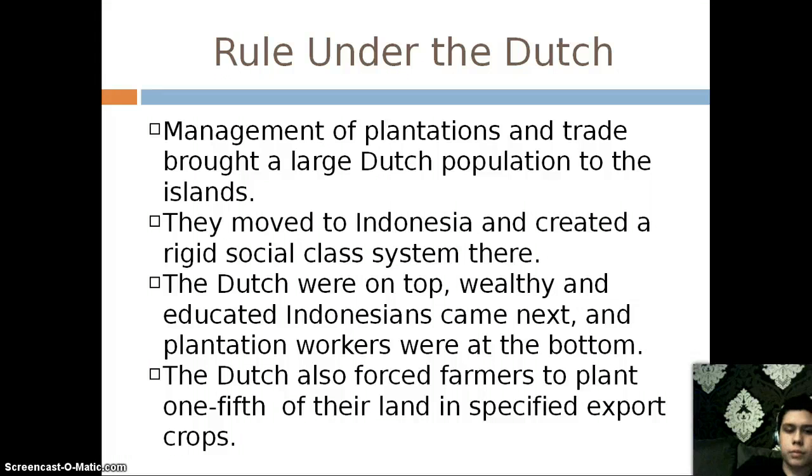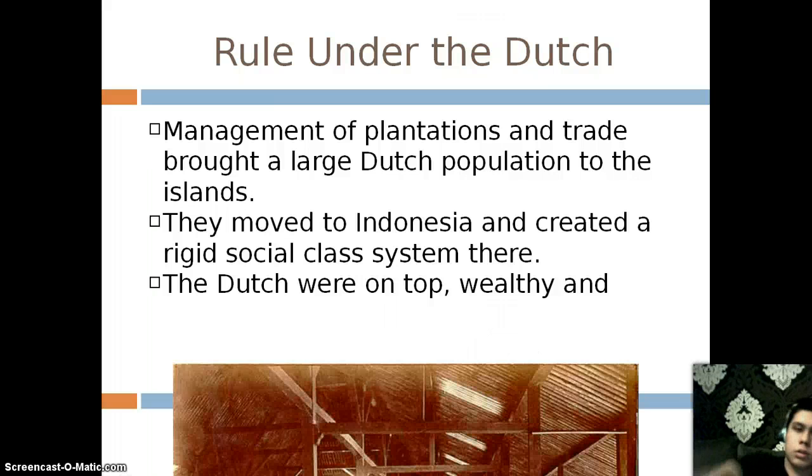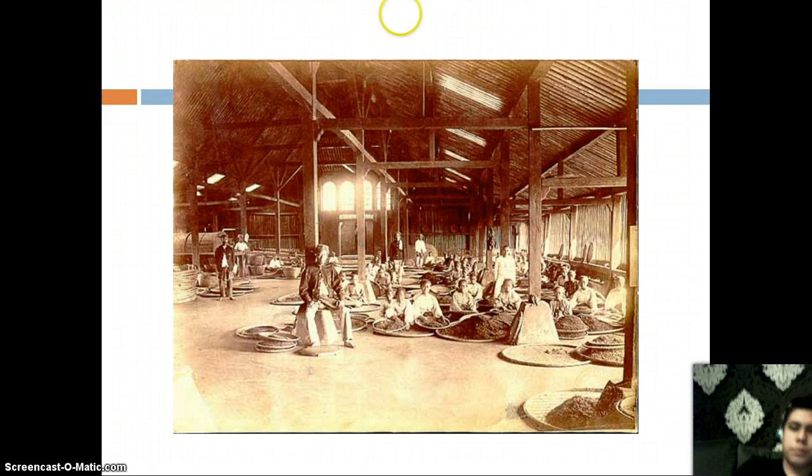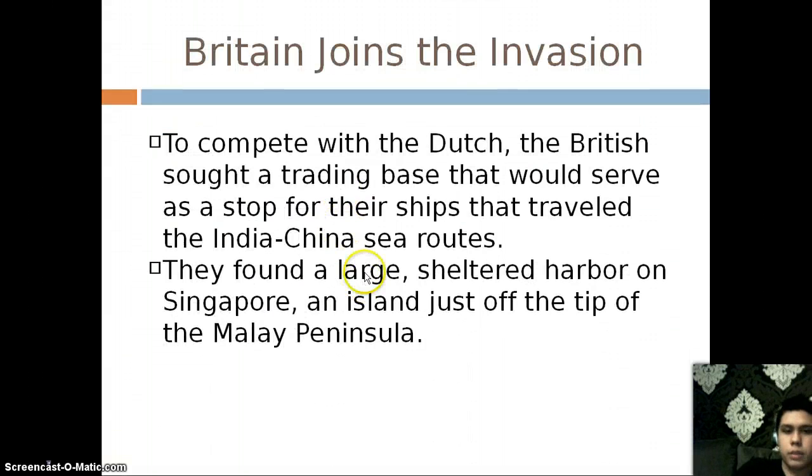So the Dutch also forced the farmers to plant one-fifth of their lands in export crops. These are the farmers, and this is the Dutch.